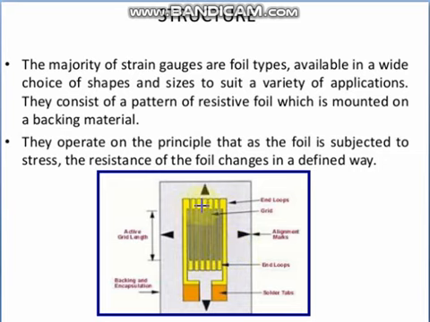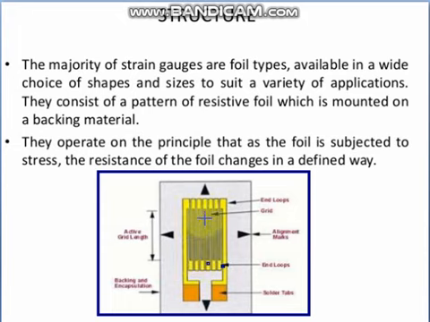Here the yellow colored shapes are end loops. End loops means here you are watching that this is one loop, this is second loop, this is third loop, fourth loop, fifth loop, sixth loop. Okay, and in each loop a conducting wire or conducting material is in the form of a zigzag pattern.